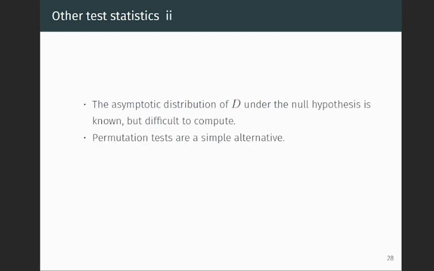Okay, and then the asymptotic distribution of D is actually known under the null hypothesis, but it's difficult to compute. And so permutation tests are a simple alternative where you don't need to compute the asymptotic distribution. You can more directly get a p-value using permutations.